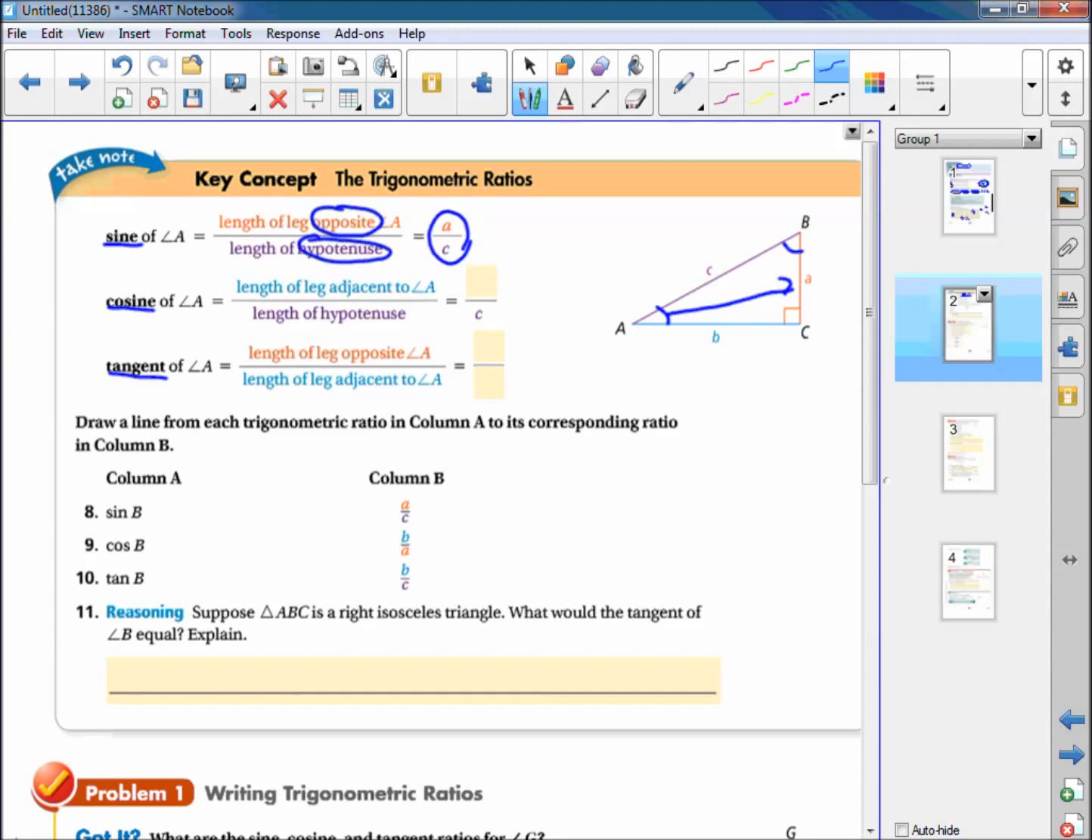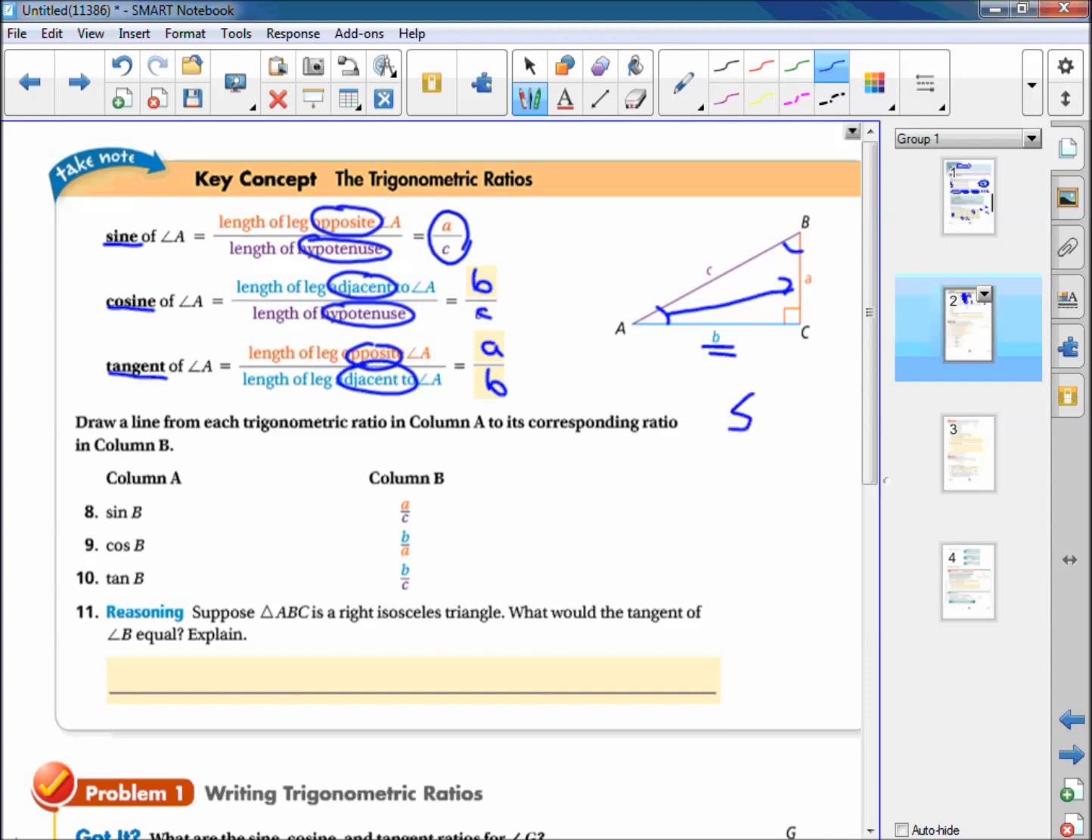The cosine of angle A is the leg that is adjacent to angle A over the hypotenuse. The length of the leg adjacent to angle A is B, and the length of the hypotenuse is C. That's why there was a C down here. And then the tangent of angle A is the leg that's opposite, length A, over the adjacent, length B. So A over B. All right. Now, there is a nice thing to help you memorize this, because it's really important to memorize.